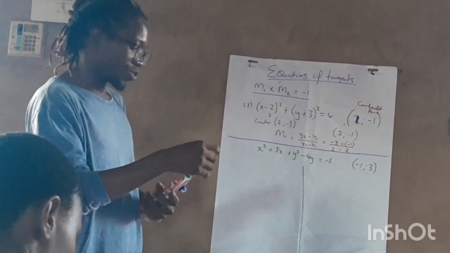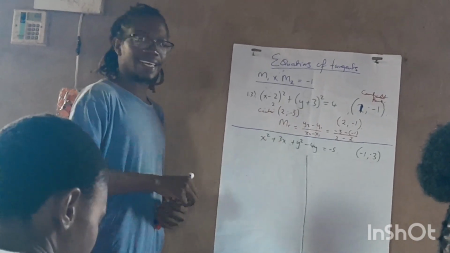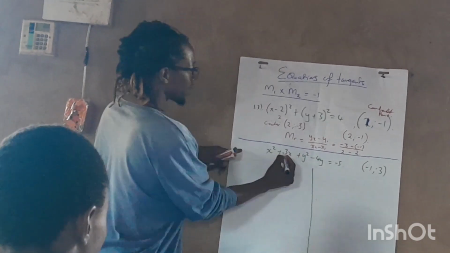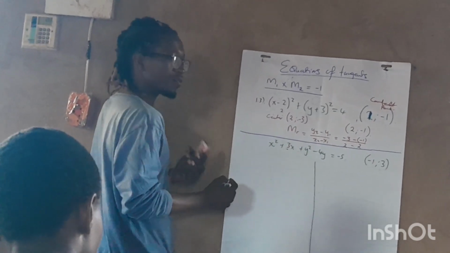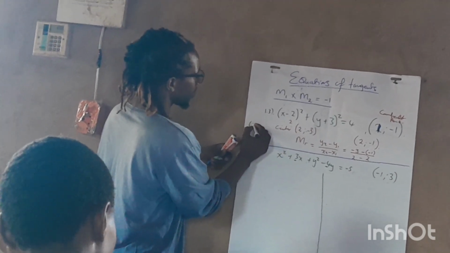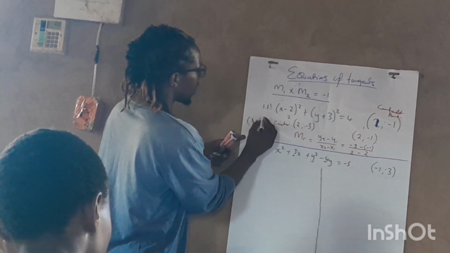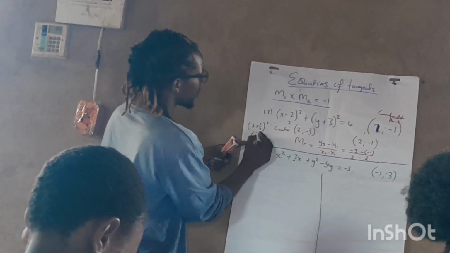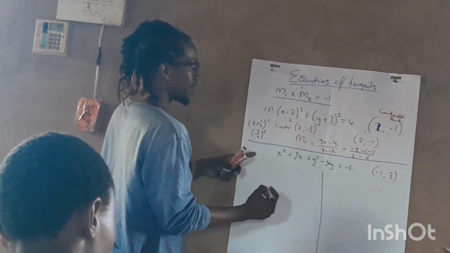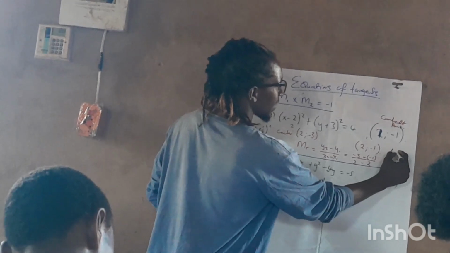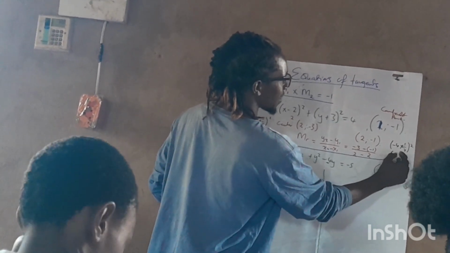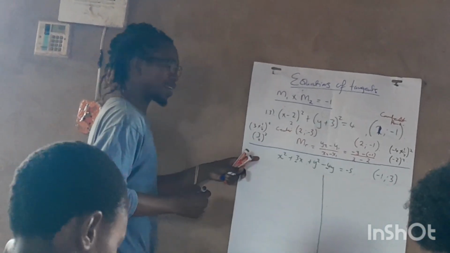So first things first, we're going to try to find the center of this circle by completing the squares, right? So how do you complete the squares? You first check the coefficient of x and the coefficient of y. The coefficient of x is 3, right? And we multiply it by half and then we square it. So this becomes (3 over 2) squared. And the coefficient of y is negative 4. We multiply by half and then we square it. This is negative 2 and then squared, right?